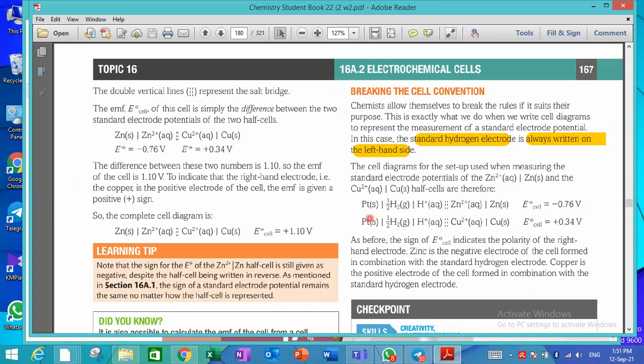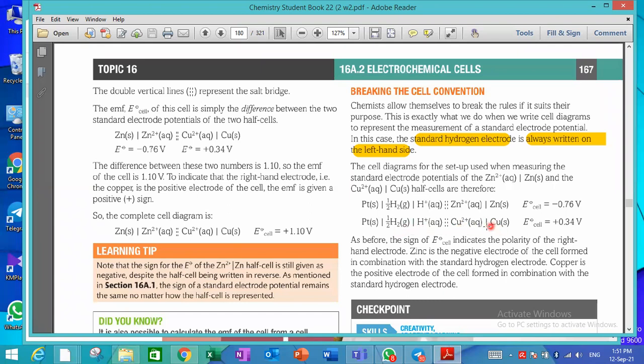So here, for example, platinum, then we put the solid line, half hydrogen gas, we put the solid line, H positive aqueous, and then the salt bridge, which is represented by two vertical dotted lines, and then zinc ions, zinc metal. The E0 cell is minus 0.76 volts. And we will do the same for the copper half cell that is measured against the standard hydrogen electrode. We write platinum, half hydrogen, hydrogen ions, and then copper ions, aqueous, and copper metal.